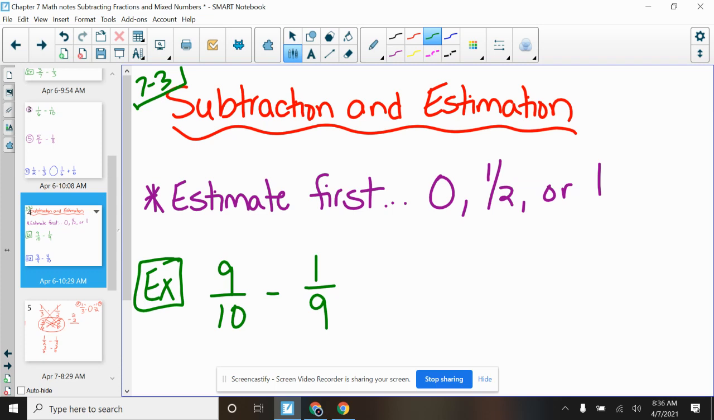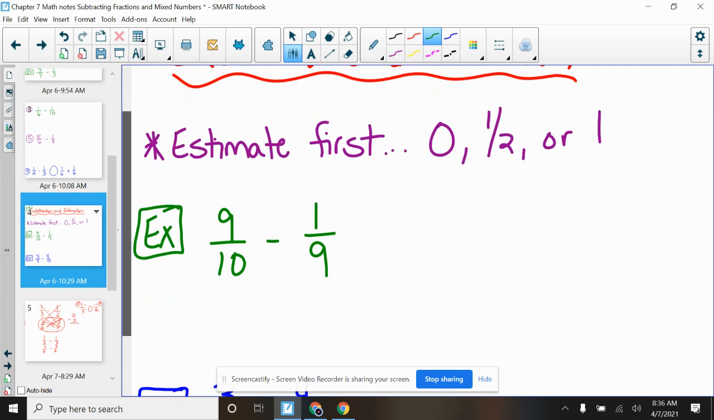And how do we estimate them? Well, we look at them and decide, in your opinion, is that fraction closer to 0, a half, or 1? That's what we're trying to discover. Since it's estimation, as I've told you before, there's not a definite right answer, but we should all be pretty close to what each other has, all right? So let's check out this first example.